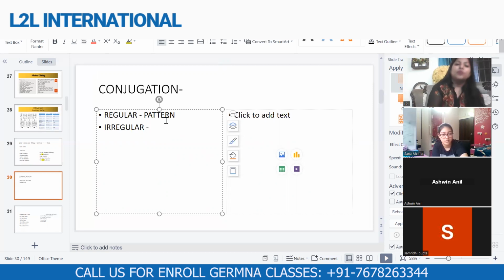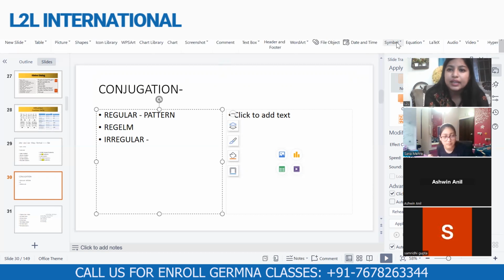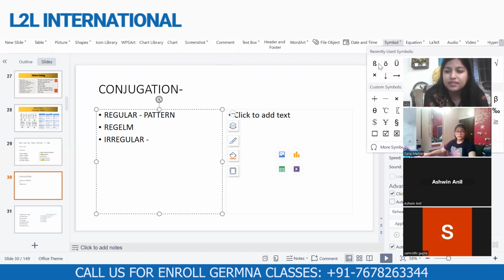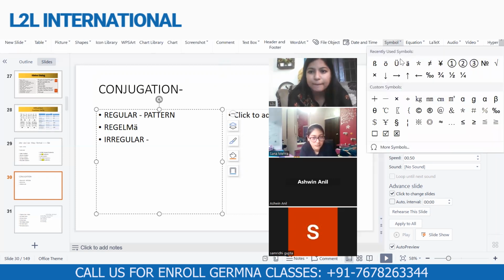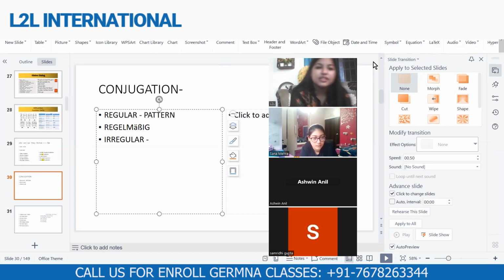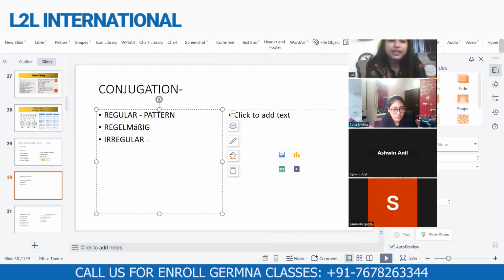Okay, now, what is regular and irregular in German? First of all, in German, regular verbs are called regelmäßig Verb. Regelmäßig. Learn the name first, then I'll tell you the meaning and how it is different. This is the spelling of regular verbs in German.